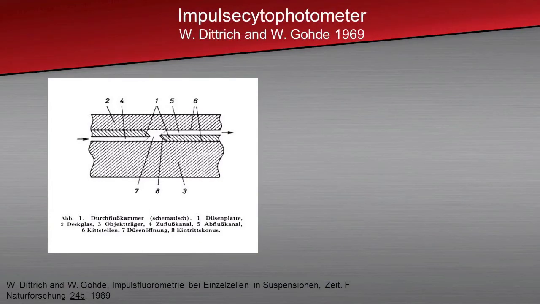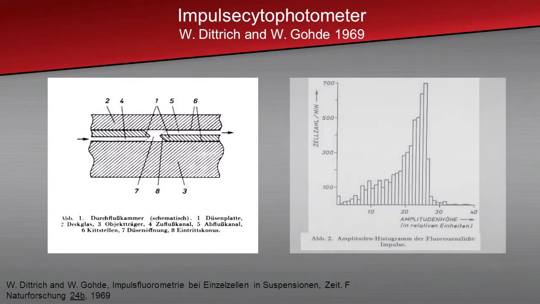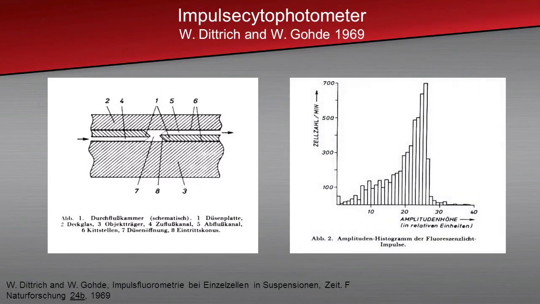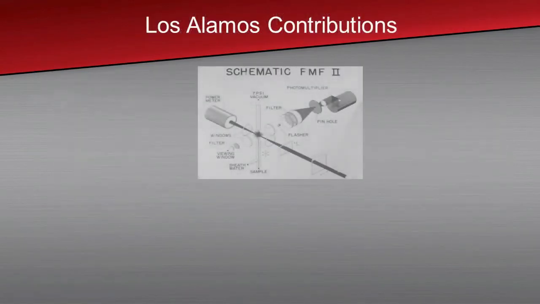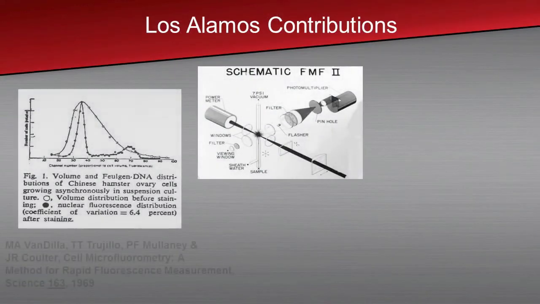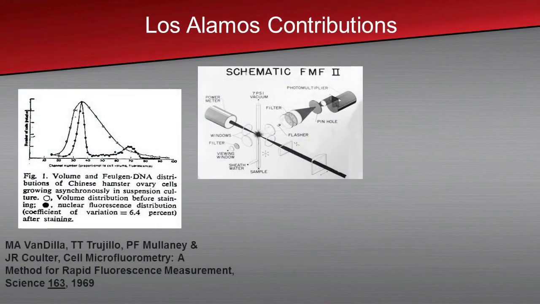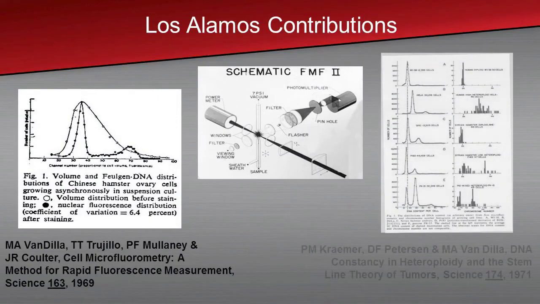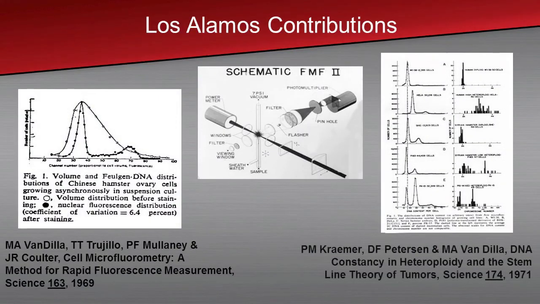Wolfgang Göhde developed and published in 1969 a different type of flow system in which the cells were flowing through the focal plane, as shown in this paper with Dietrich, and this was later commercialized as the Feulgen instrument. In the early 70s, in addition to Herzenberg's and our development, researchers at Los Alamos contributed to flow cytometry with a number of important papers, two of which are shown in this slide.